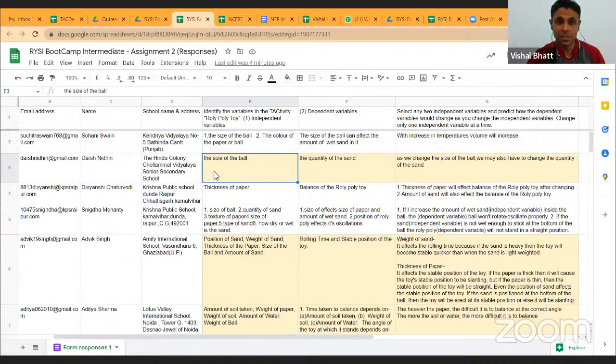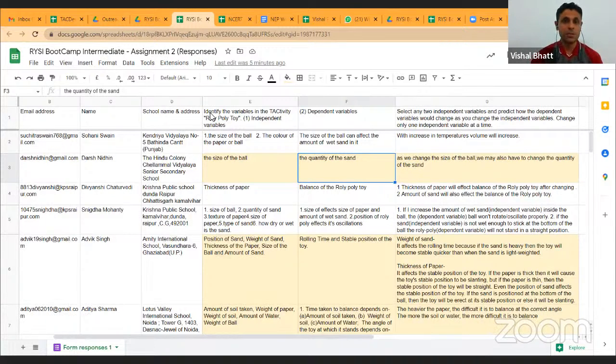So in this case, Darsh has said he will change the size of the ball and observe the quantity of the sand. Give me a response. Does this make sense that I change the size of the ball and based on that, I observe how much sand I'm going to put? And let's say I collect data, what will I infer from it? So you can unmute yourself and give your response.